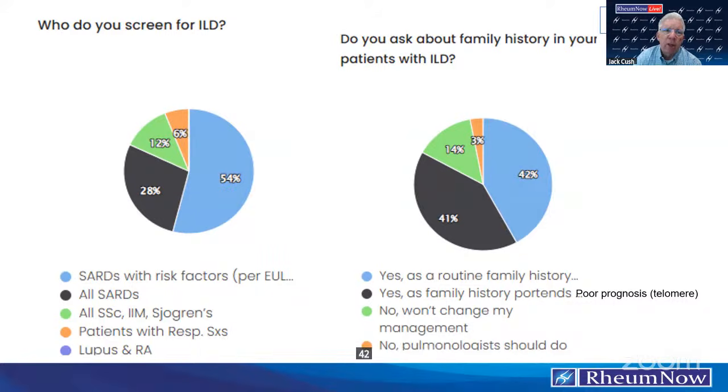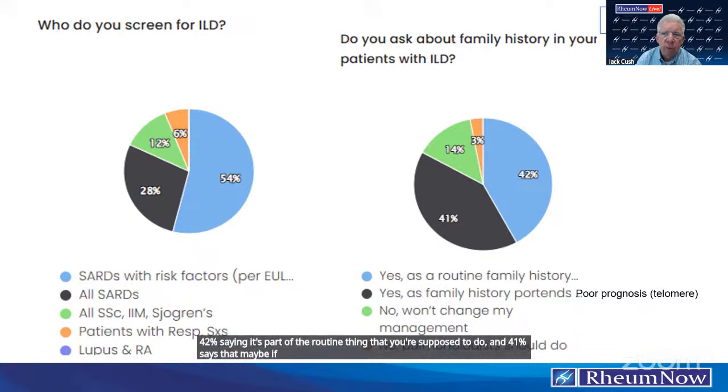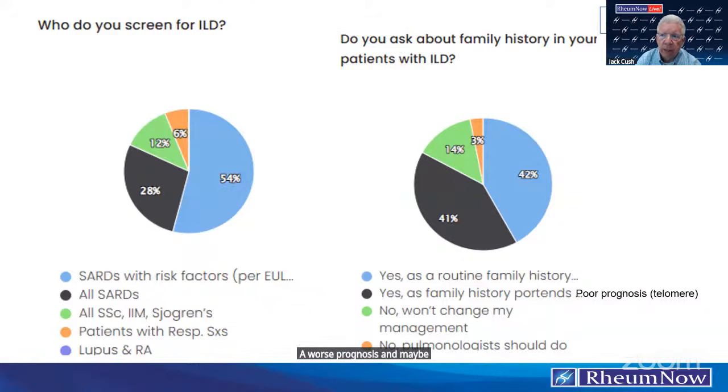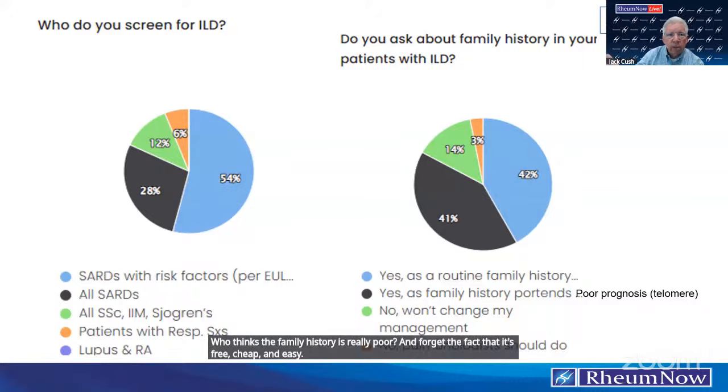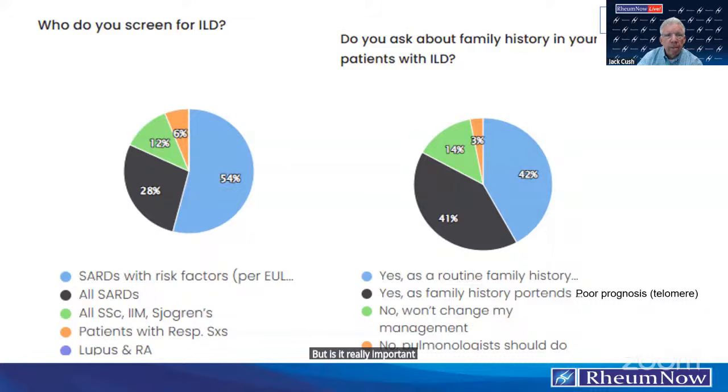42% saying it's part of the routine thing that you're supposed to do, and 41% says that maybe if you find a family history, it can portend a worse prognosis and maybe a genetic link and telomere issues. 14% said no, because it's really not going to change my management. Who thinks family history is really important? And forget the fact that it's free, cheap, and easy, but is it really important and predictive?